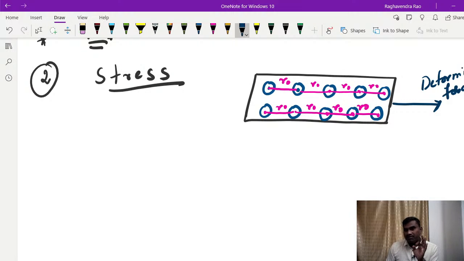But by the application of this deforming force we are going to change the structure of this body. So because of that inertia and symmetry of nature, this solid state material will try to restore its original size and shape. That property of the material is known as elasticity. Because of this elasticity, this body will exert a restoring force.